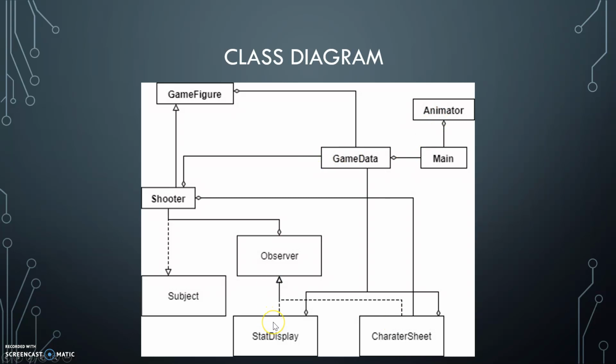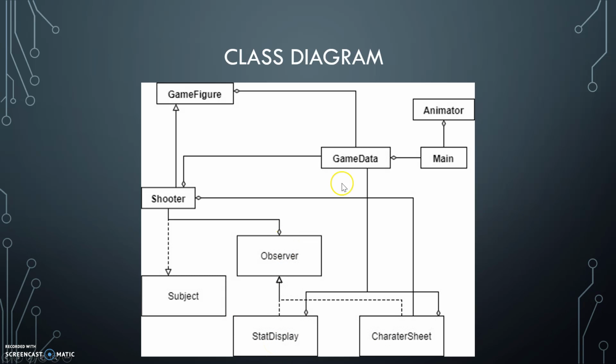So what will end up happening is that the character sheet, when it gets increased, will call the shooter and increase the value, which will notify the observers of the new values. So instead of the animator continually pulling that information over and over again, every second, that is how those values get displayed.